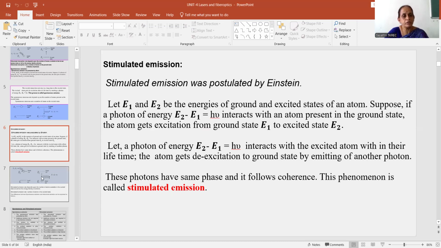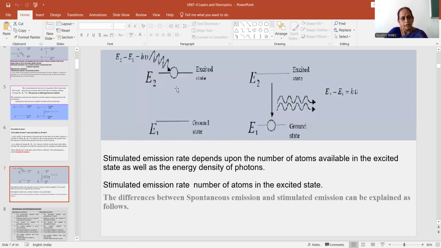If you see this picture, here, E2 is the excited state, E1 is the ground state. The atom which is already present in the excited state is triggered by means of a photon of energy equal to the difference between the two energy states. Within that lifetime, the atom will come back to ground state by liberation of two photons. Whereas in the case of spontaneous emission, only one photon is liberated. In the case of stimulated emission, two photons will be liberated. These two photons have the same phase, same wavelength, same intensity as that of the incident photon.